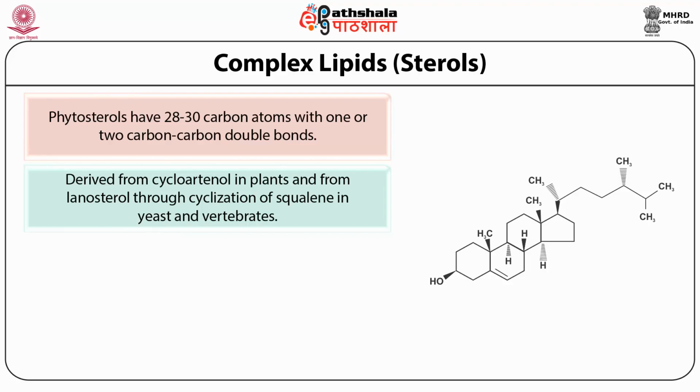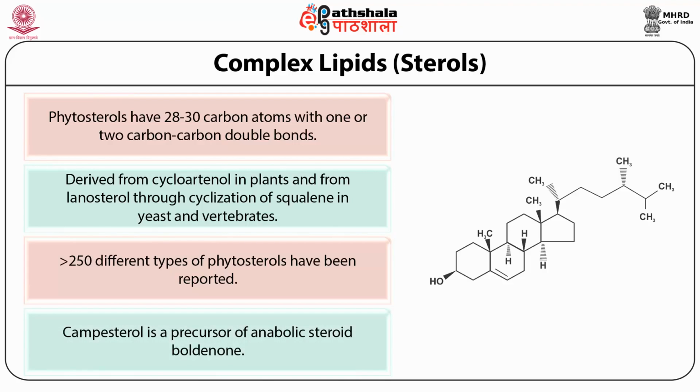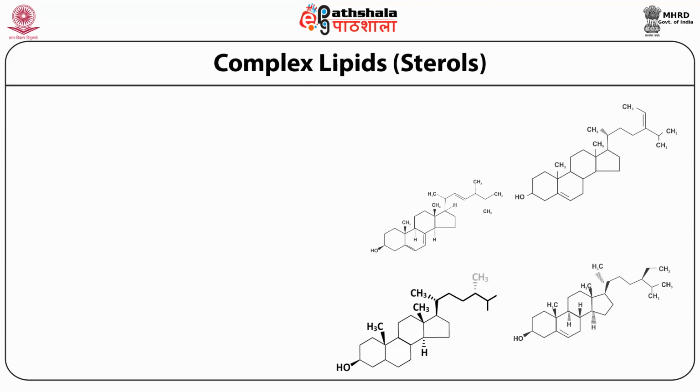In plant species, over and above 250 diverse types of phytosterols have been identified and reported. Some of the envoys are campesterol, beta-sitosterol, and stigmasterol. It has been found that campesterol is a precursor of the anabolic steroid boldenone.